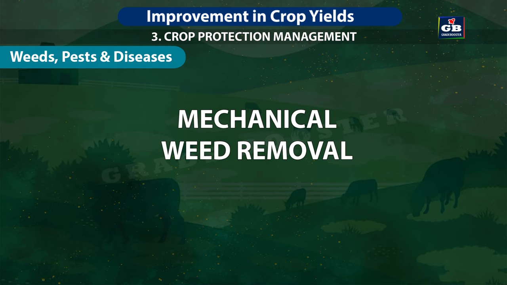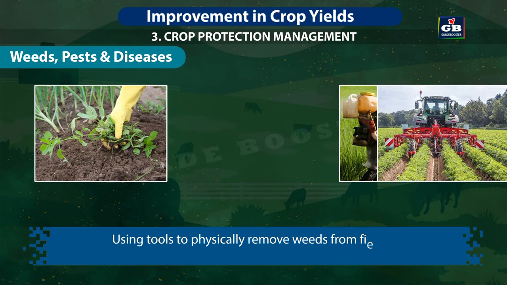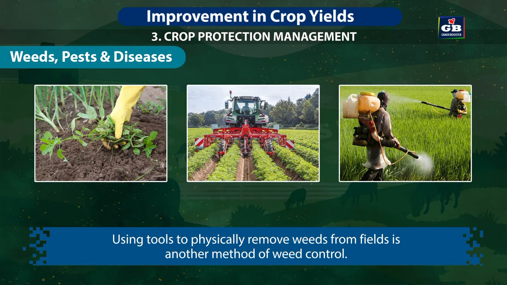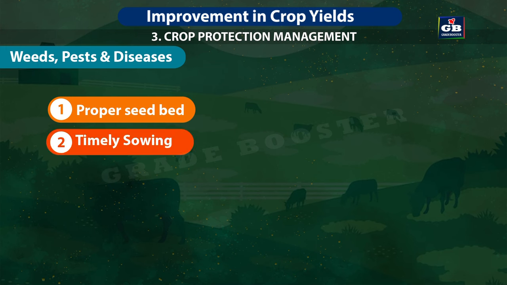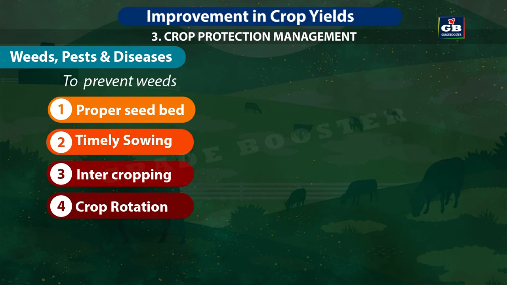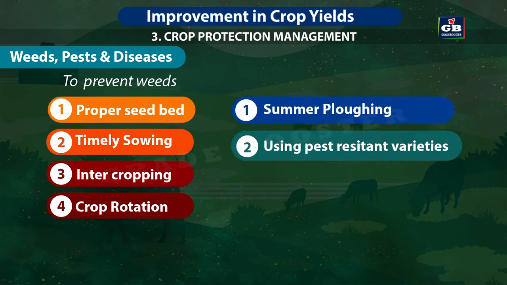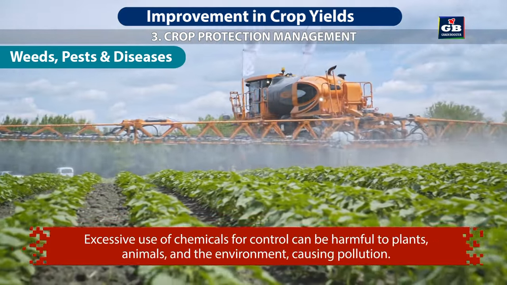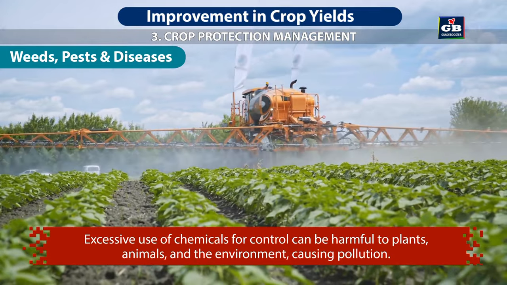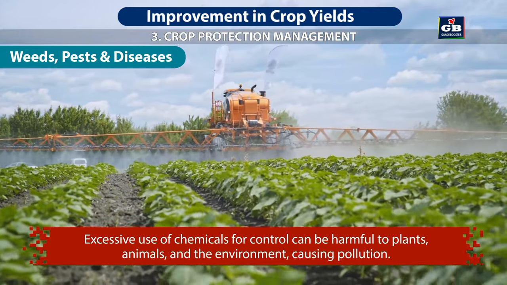Mechanical weed removal. Using tools to physically remove weeds from fields is another method of weed control. Preventive measures. Proper seedbed preparation, timely sowing, intercropping and crop rotation are preventive measures against weeds. Summer plowing and using resistant plant varieties help prevent pests. Excessive use of chemicals for control can be harmful to plants, animals and the environment, and it causes pollution.